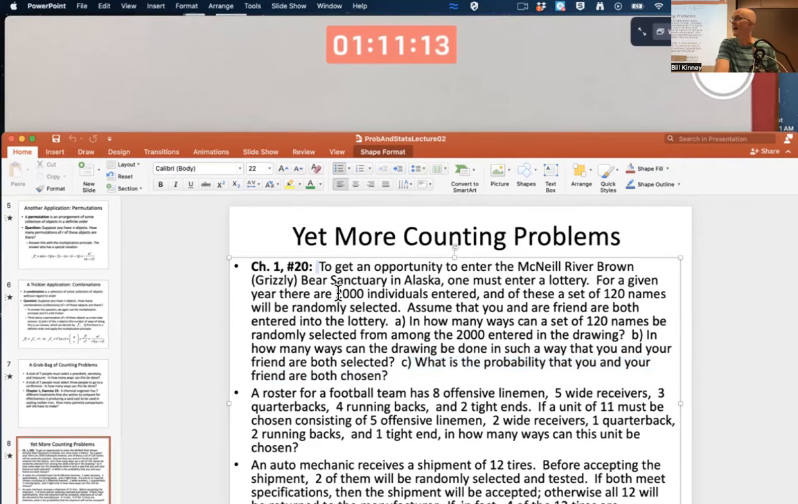To get an opportunity to enter the McNeil River Brown Bear Sanctuary in Alaska, you've got to enter a lottery. For a given year, there are 2,000 individuals entered, and a set of 120 names are randomly selected. Assume you and your friend enter the lottery. Part A, in how many ways can a set of 120 names be randomly selected from among 2,000 entered in the drawing?